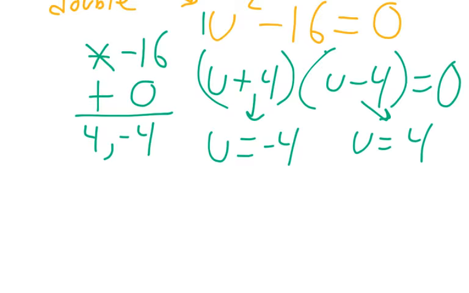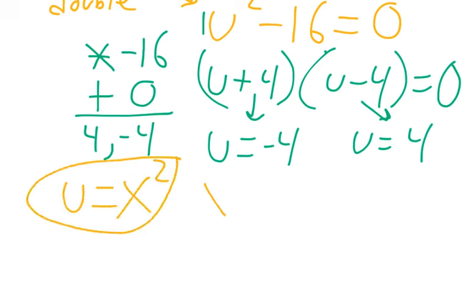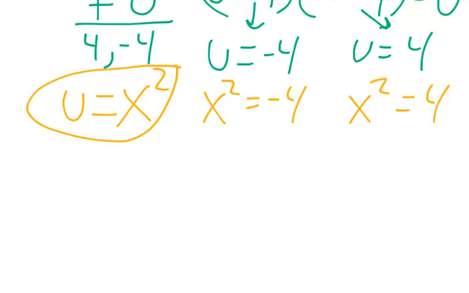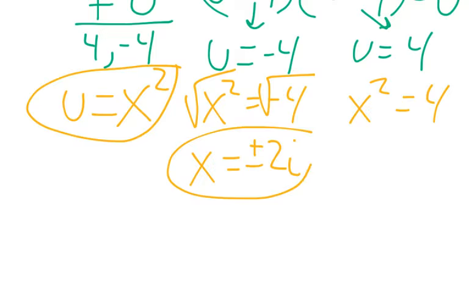But again, am I done? Nope. I gotta plug that x squared back in, because again, u is my stunt double. So x squared equals negative 4 and x squared equals positive 4. So then now I solve this. So for the negative, it's going to be an i answer. So x equals plus or minus, and the square root of 4 breaks down to just positive 2. So plus or minus 2i. There's 2 answers. And this one, algebra 1 stuff here, the square root of 4 is just 2. So it's plus or minus 2.